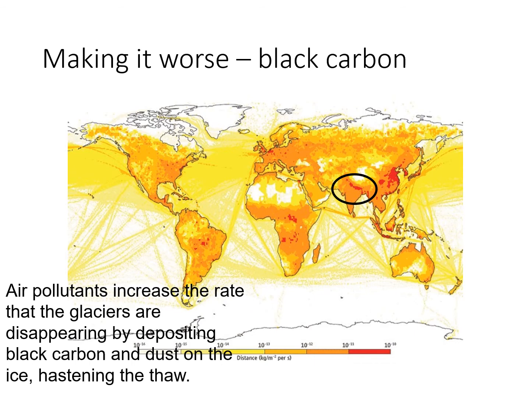Take a look at the red colors over India. The more red the colors, the higher the black carbon emissions. Why do you think black carbon emissions are high here? We'll look at this in more detail in the next few slides.